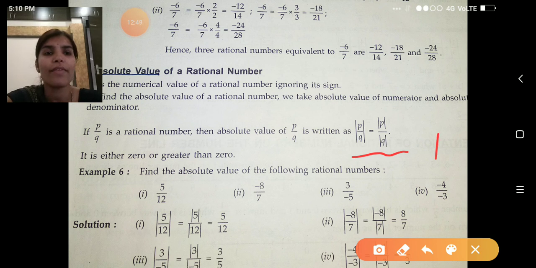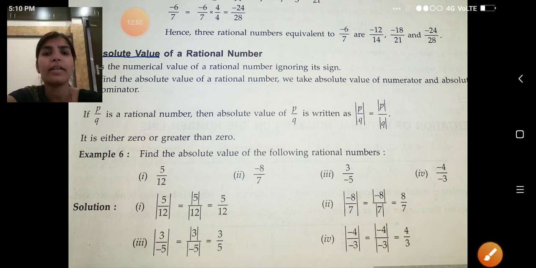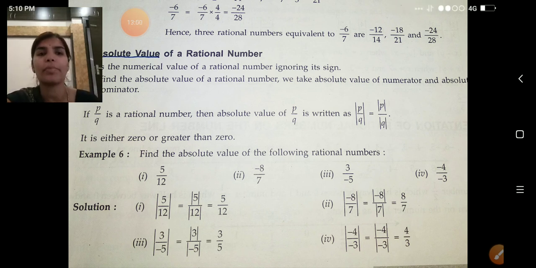Okay. So you have lots of examples here. See, 5 upon 12. Both are positive. So the absolute value of 5 upon 12 is the same, 5 upon 12. Second example, minus 8 upon 7. The absolute value of minus 8 upon 7 is 8 upon 7. Then the absolute value of 3 upon minus 5 is 3 upon 5. And the absolute value of minus 4 upon minus 3. Here both are negative, that means it is a positive rational number. The absolute value of a positive rational number is always positive. So the answer is 4 by 3. All of you understand?